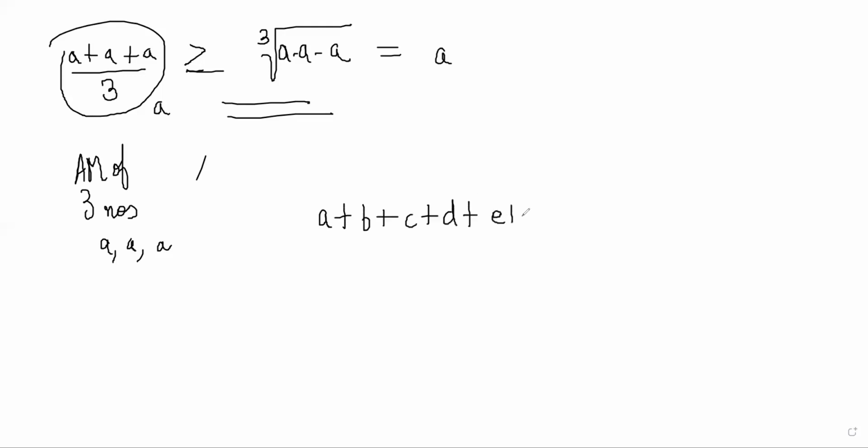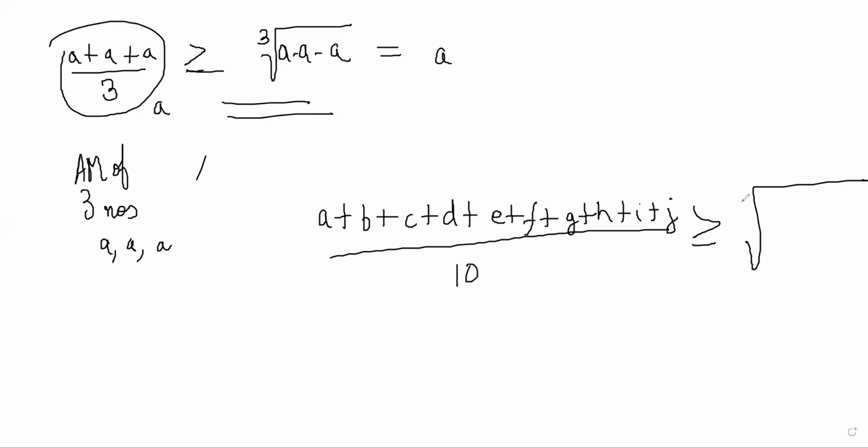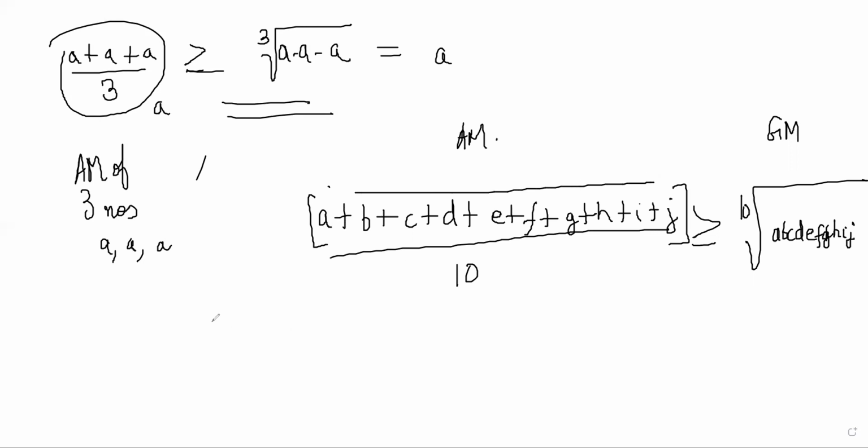But in our first case, there are different numbers. We have some 10 numbers, A, B, C and so on up to J. Their sum divided by 10 will be greater than or equal to the 10th root of A, B, C, D, E, F, G, H, I, J. This is the AM of 10 numbers and this is the GM of 10 numbers. We needed to find out something about the sum of these numbers, so we can say the sum is greater than or equal to 10 times the 10th root of A, B, C, D, E, F, G, H, I, J, right?